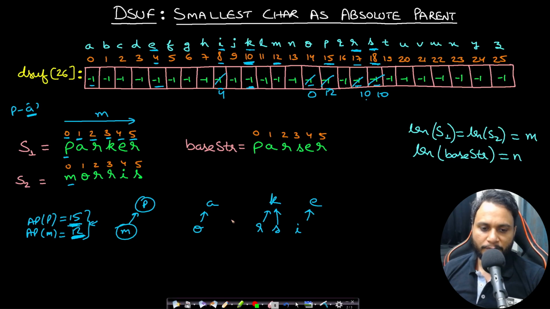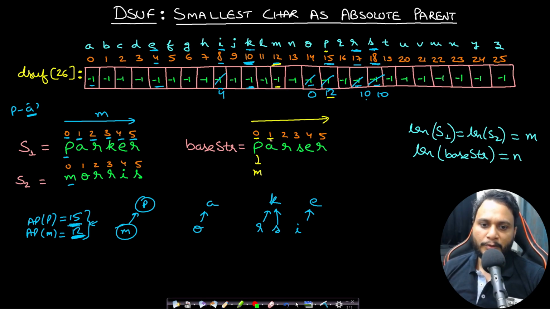After this, what you have to do? You have to convert this base string to the lexicographically smallest string that you can make. So go to this first character, which is P. So look at P. What is the absolute parent of P? It is 12. So look at the absolute parent. P to 12. Okay, so where is this 12? Here, right? 12, it is -1. So you have to replace it by the given equivalent character M.